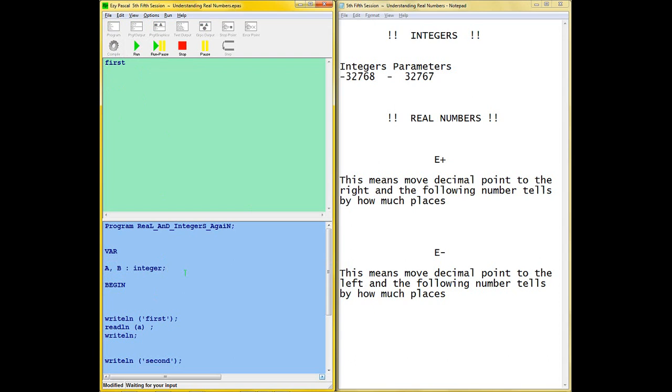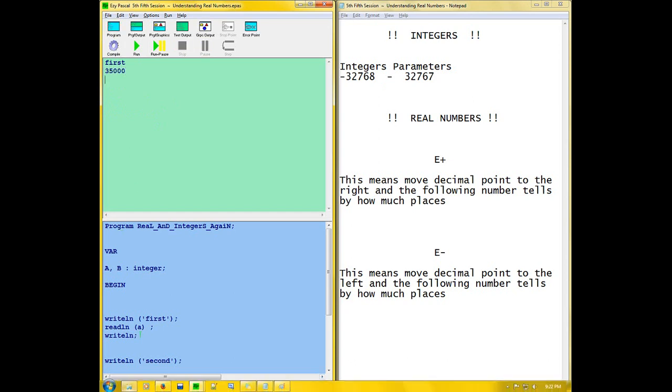Simple program. First number I'll use 22. Second 22, 22 plus 22 equals 44. Now I'm using integers. Now let me use something else, a very large number. Let's see, 35,000. Look, you have an error there. Runtime error, range error, number out of range for type integer.